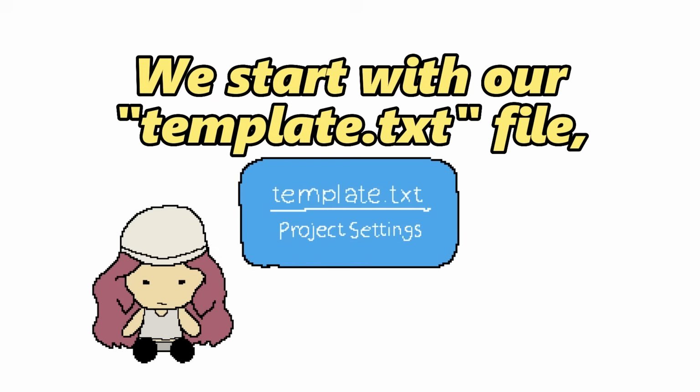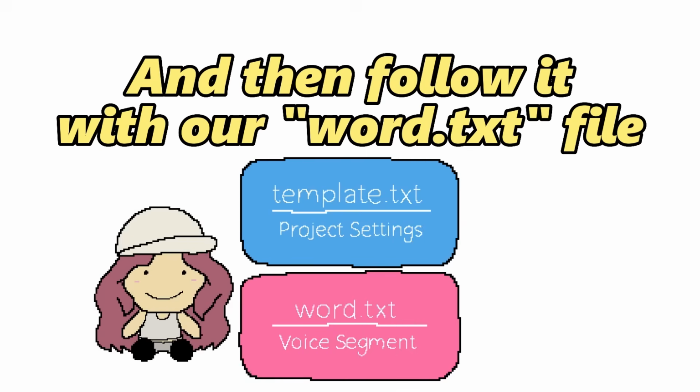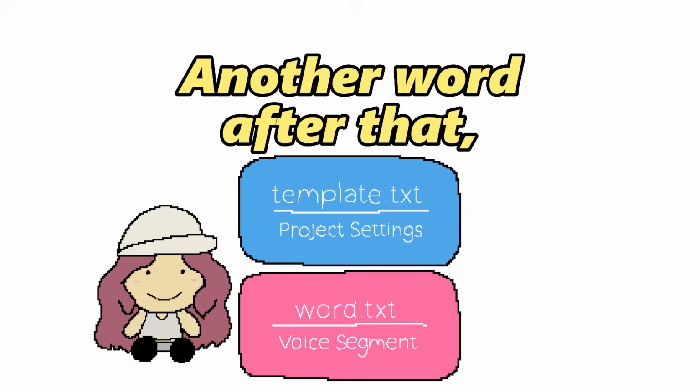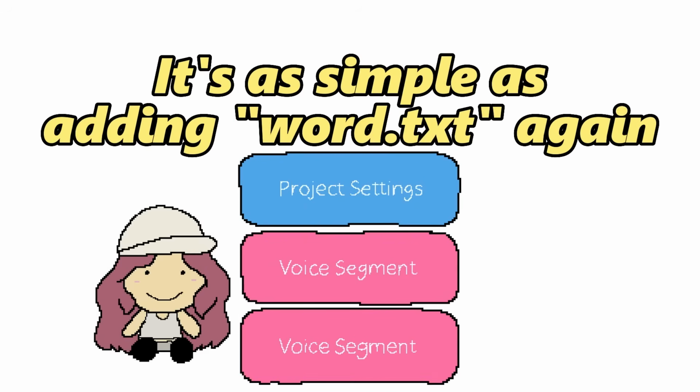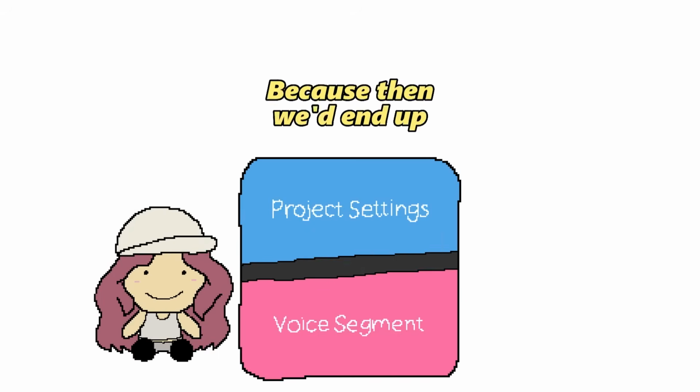Yippee. We start with our template.txt file and then follow it with our word.txt file. Now, if we want to make Teto say another word after that, it's as simple as adding word.txt again, which we wouldn't be able to do if it was just one file, because then we'd end up re-adding the project settings. Okay, hopefully that makes sense.